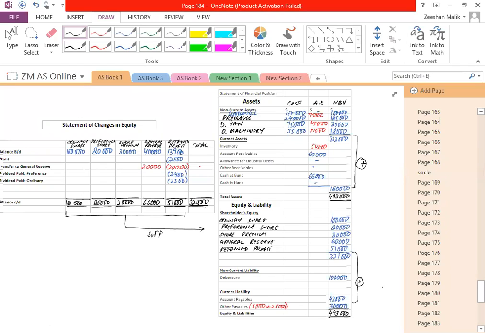I hope this question will help you to understand and make the company concepts more clear, how a company prepares financial statements and how you have to prepare for your exams.